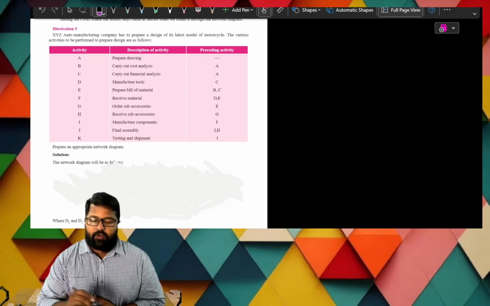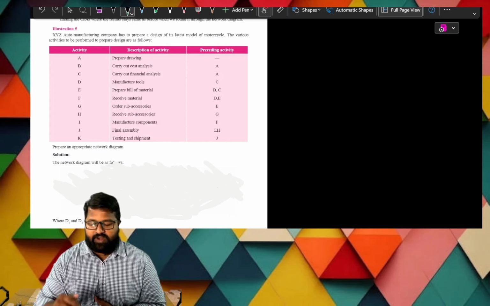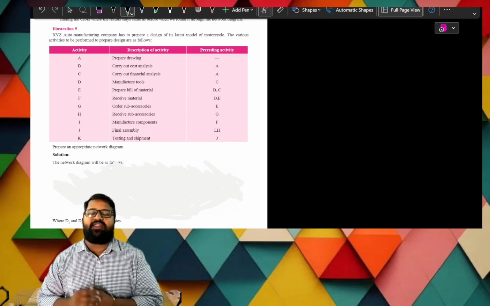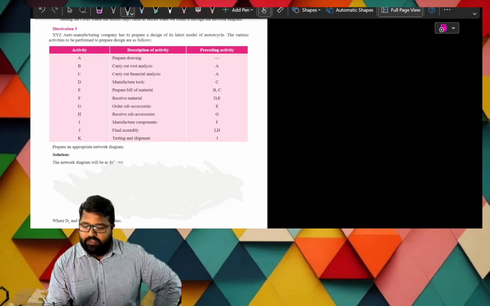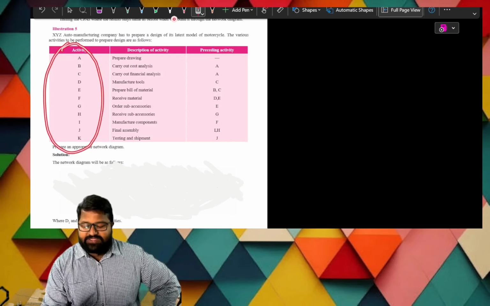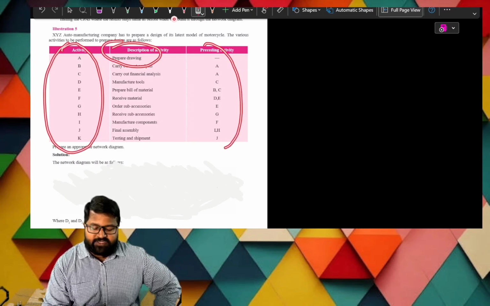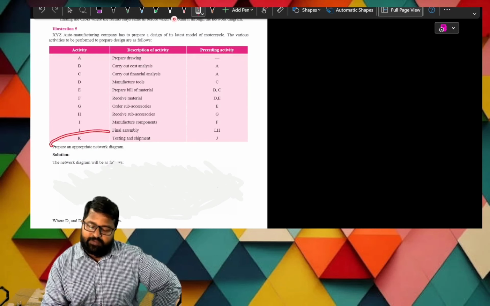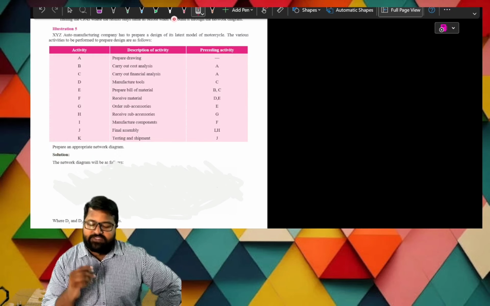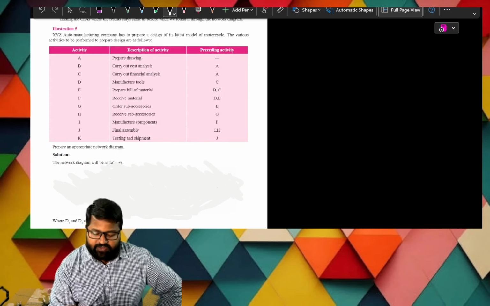Okay, taking an assumption that you have tried, I am solving the illustration. Based on the question, what is the starting activity? Let us read the question once more. XYZ is an auto manufacturing company and has a design on its latest model for a motorcycle. The various activities to be performed to prepare the design are as follows. He gave the activities, the type of activity and its preceding activity, and he wants to prepare an appropriate network diagram. So now let us start. What is the first activity? The first activity is activity A.